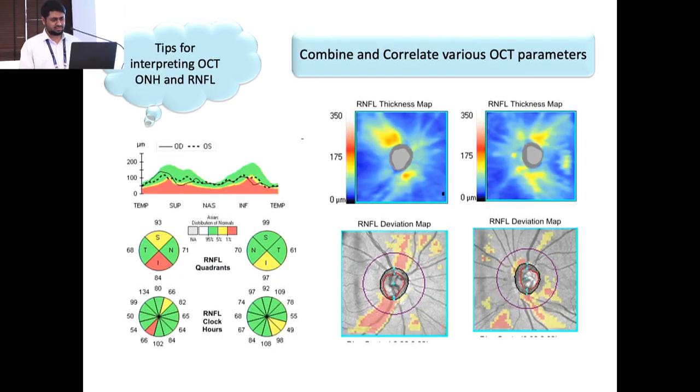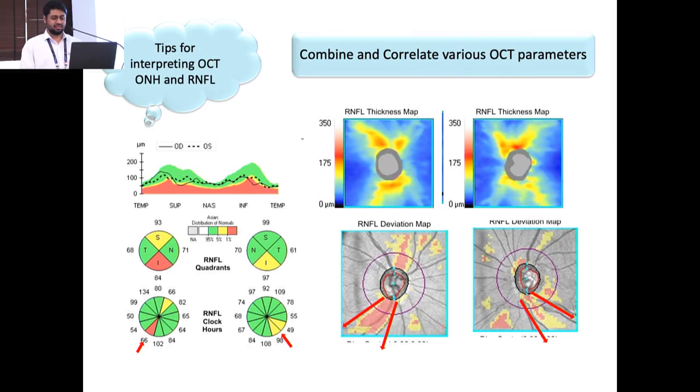And coming to some tips for interpreting OCT of the optic nerve head and retinal nerve fiber layer. Combine and correlate OCT parameters. Never use a single parameter. Always correlate. Here you can see the inferior neuroretinal rim is thinner. In the area map, you can see the retinal nerve fiber layer defect. Coming to the thickness map, you need to focus clearly; only then can you detect the RNFL defect. This is the normal picture. You can see the yellow and red regions.